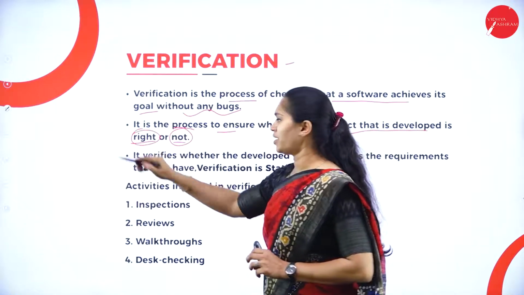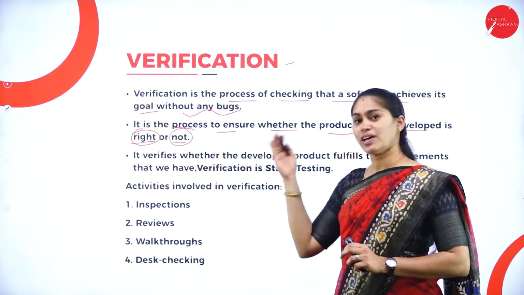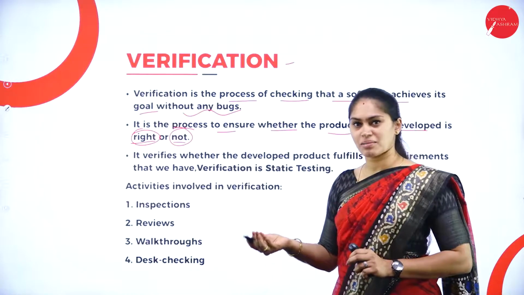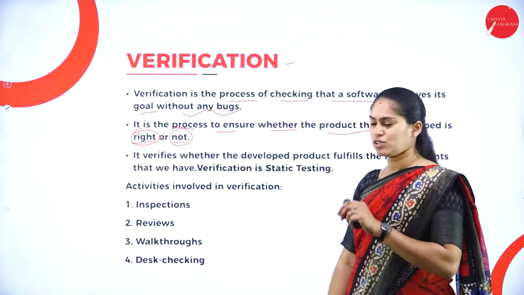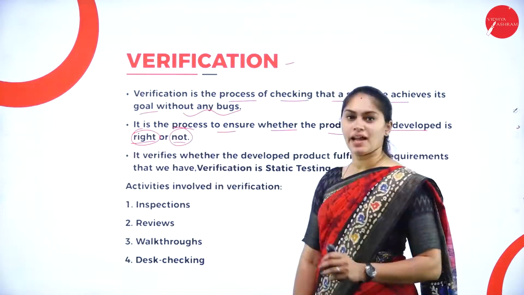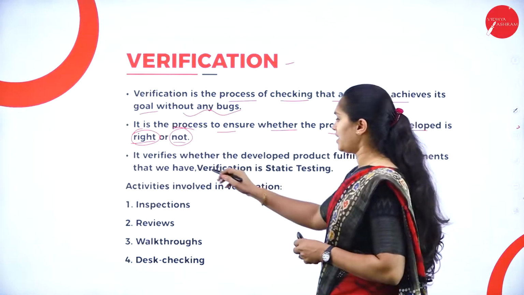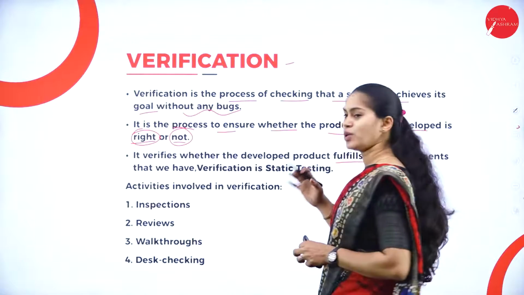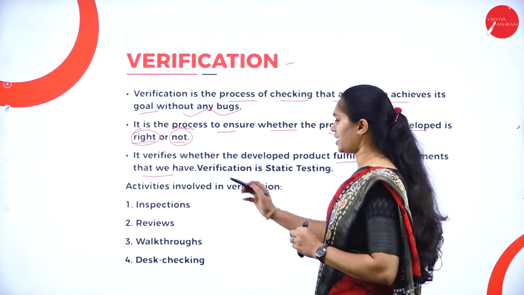Checking whether the product built is correct or not, that is verification. Checking whether we have developed the correct thing is validation. Verification ensures whether the product that is developed is right or not. And after the development of a product, they verify whether it is going to fulfill all the requirements the customer has given. So that is verification.